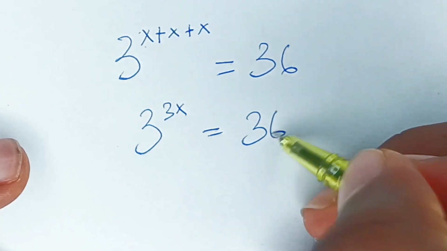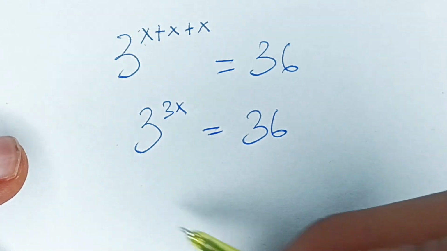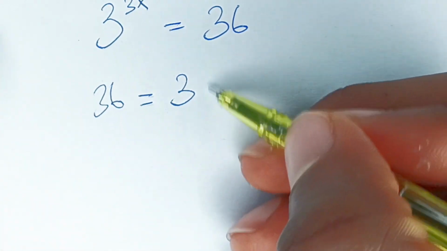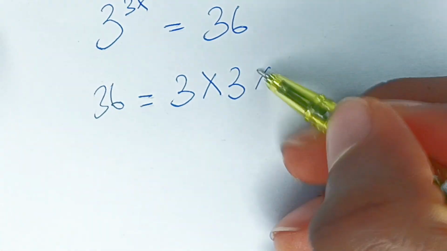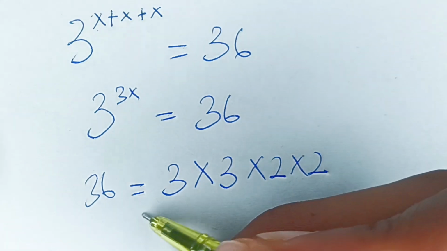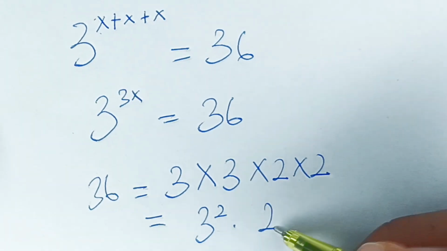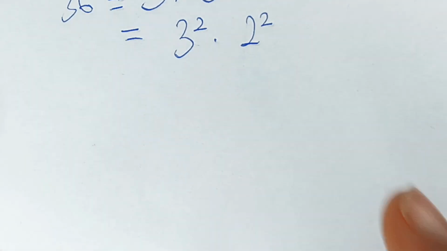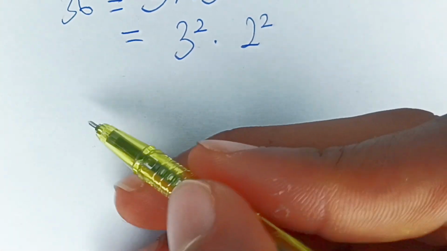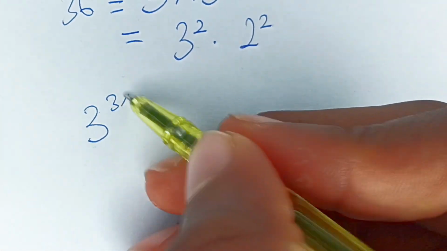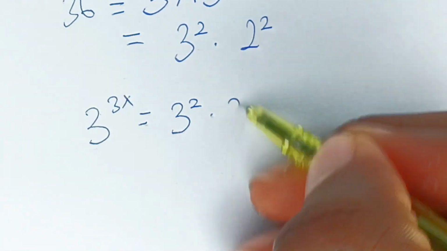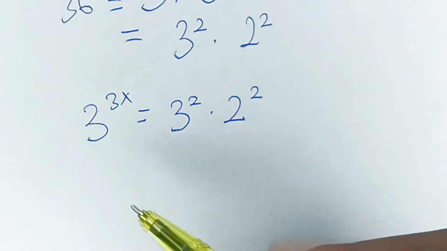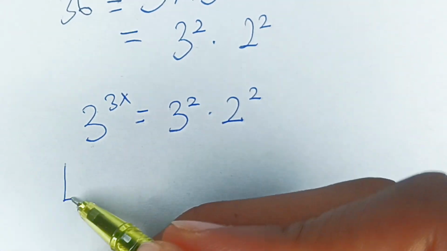Okay, now 36, we can write 36 is equal to 3 times 3 times 2 times 2. This is equal to 3 squared multiplied by 2 squared, and this is 36. Hence, we can say that we have 3 raised to the power 3x is equal to 3 squared multiplied by 2 squared. Now, if this is the case, we can now take the logarithm of both sides.